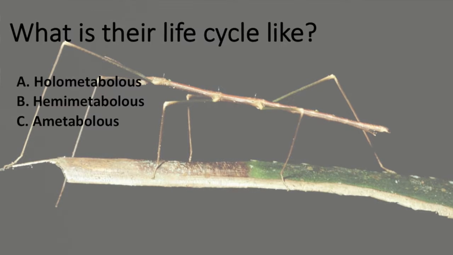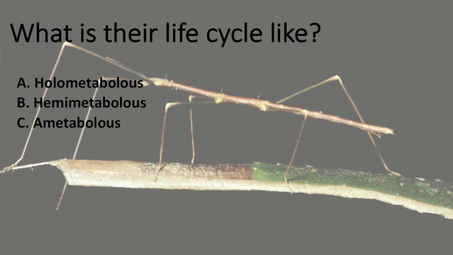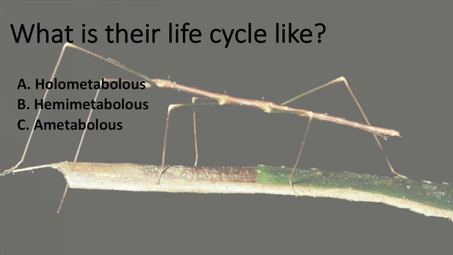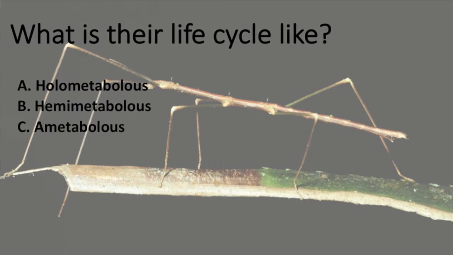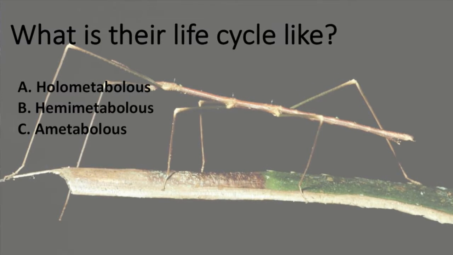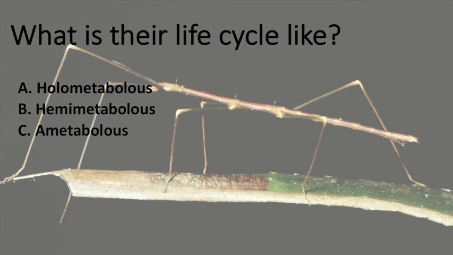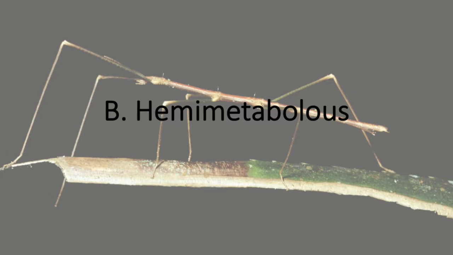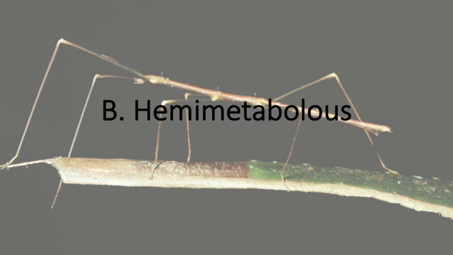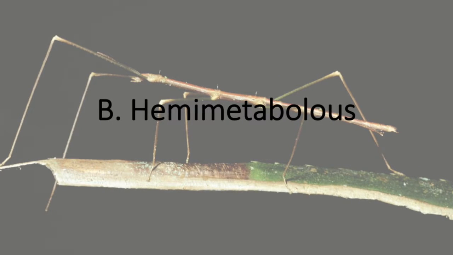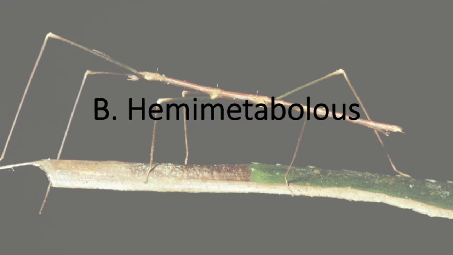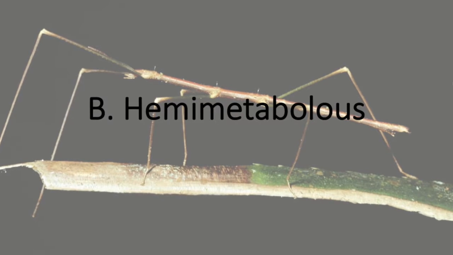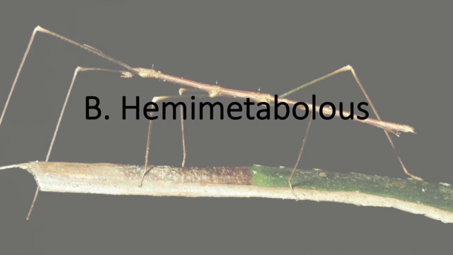What is their life cycle like? Is it A. holometabolous, or B. hemimetabolous? What about C. ametabolous? If you said B. hemimetabolous, then you were correct. Stickbug eggs hatch into nymphs that look like tiny adult insects that molt about 6 times before becoming adults.